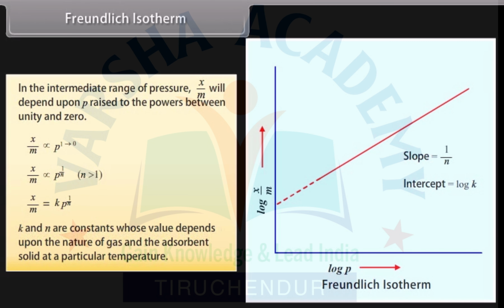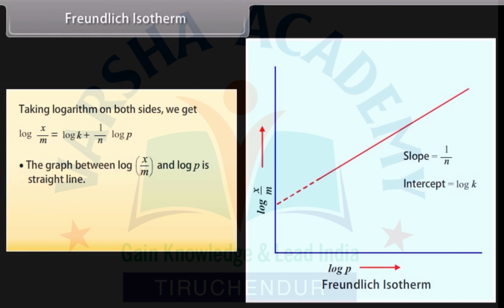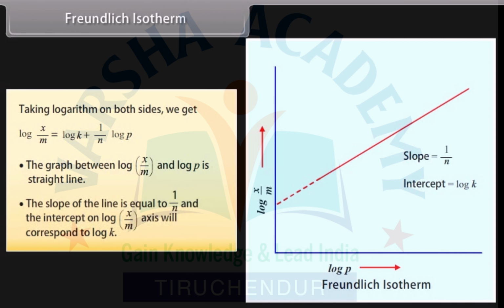k and n are constants, whose value depends upon the nature of gas and the adsorbent solid at a particular temperature. Taking logarithm on both sides, we get log(x/m) = log k + (1/n) log P. The graph between log(x/m) and log P is a straight line. The slope of the line is equal to 1/n, and the intercept on the log(x/m) axis will correspond to log k.